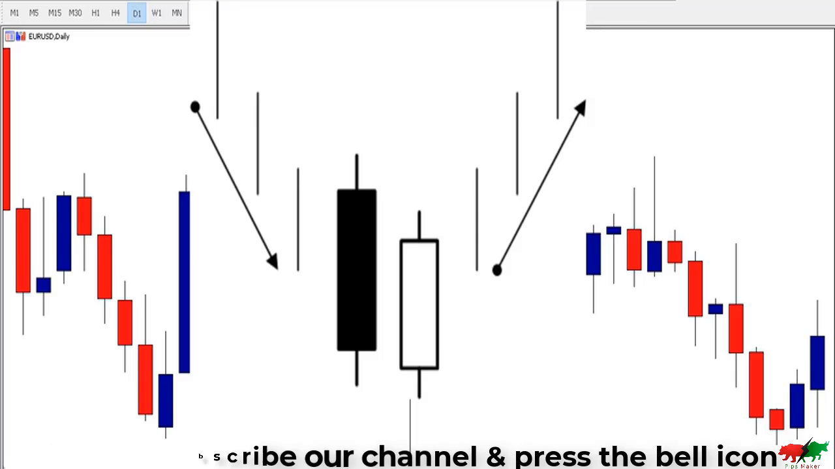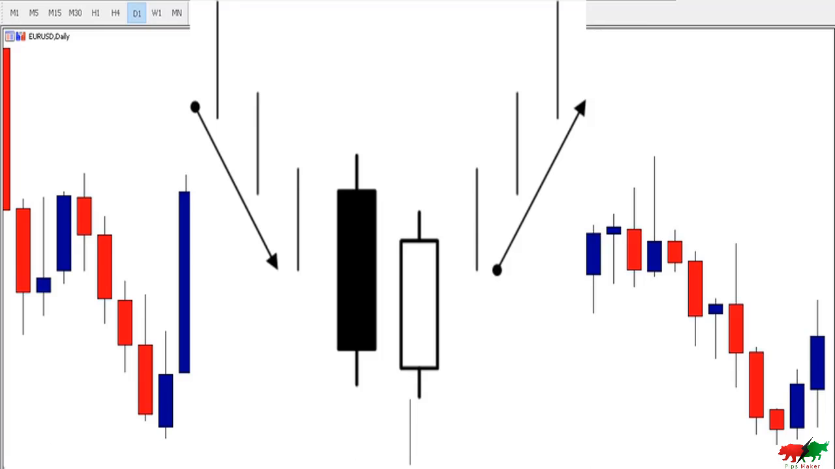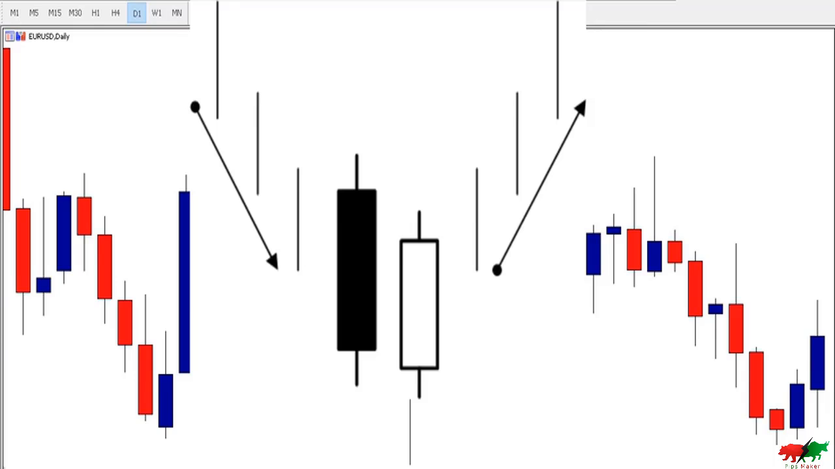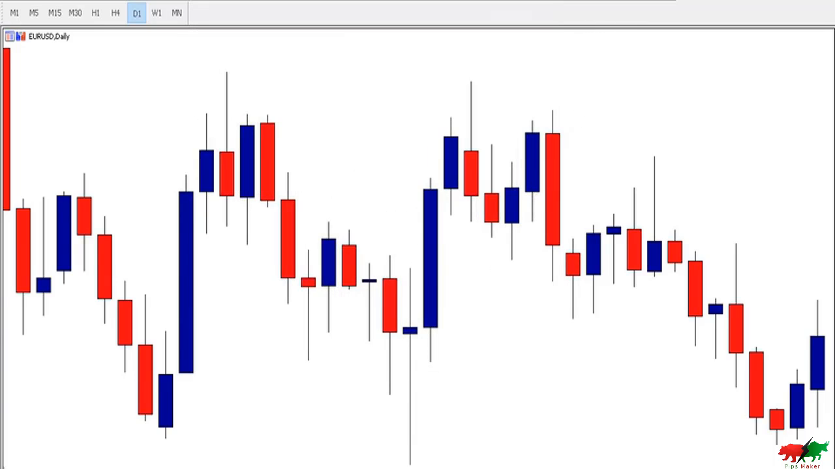When this pattern forms at the beginning of a strong move up, it can be used as a basing candle to draw the demand zone. So to draw the demand zone using this pattern, you simply draw the proximal line at the close of the bullish candle and the distal line at the open of the bullish candle or at the lowest wick of both candles. Let me now show you some real chart examples.